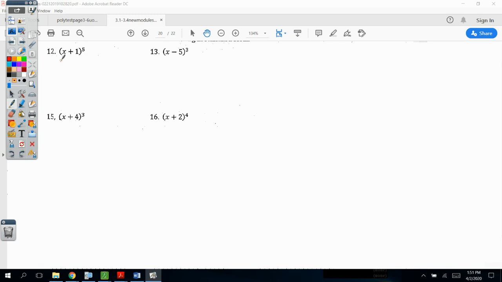Okay, so first thing, this is a binomial because there's two pieces and it's expanded. So we're going to take it to the fifth. Now, keep in mind, you could go x plus 1, x plus 1. This would be so horrible to do. Do you know? Like, this would be horrible. You don't want to do it.